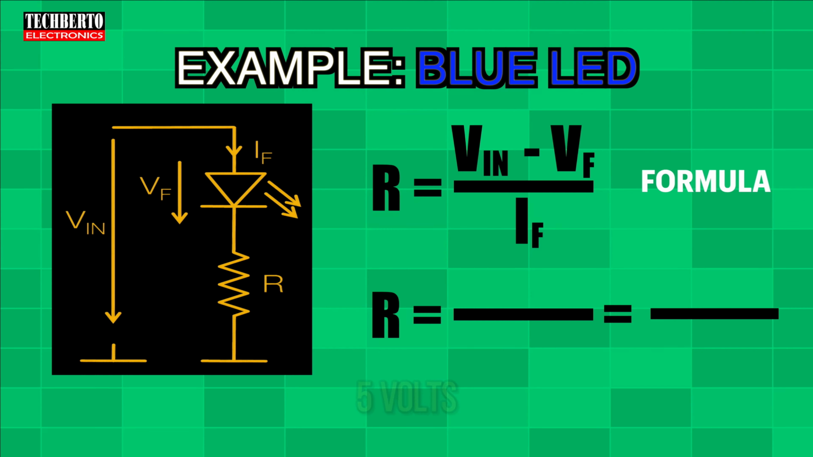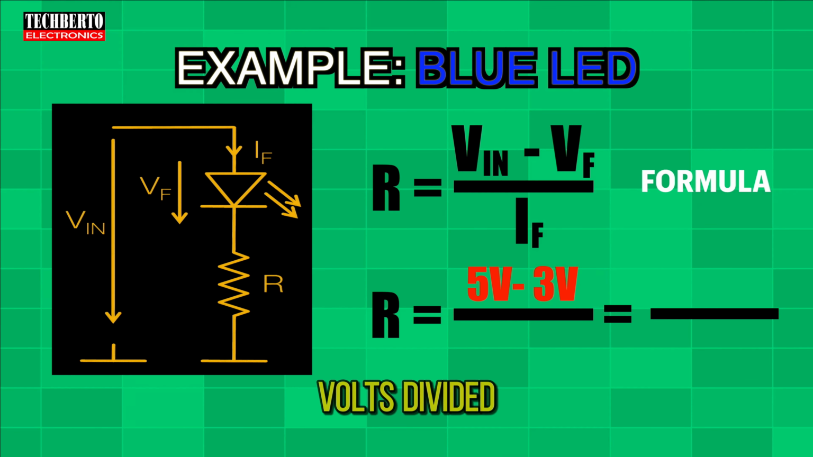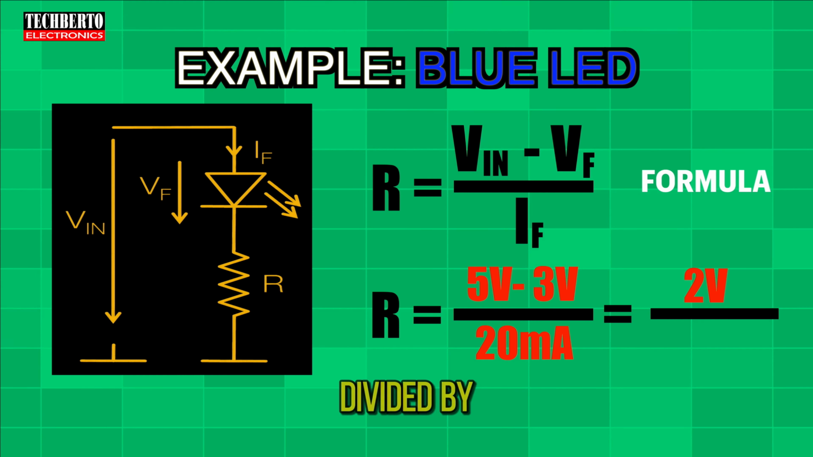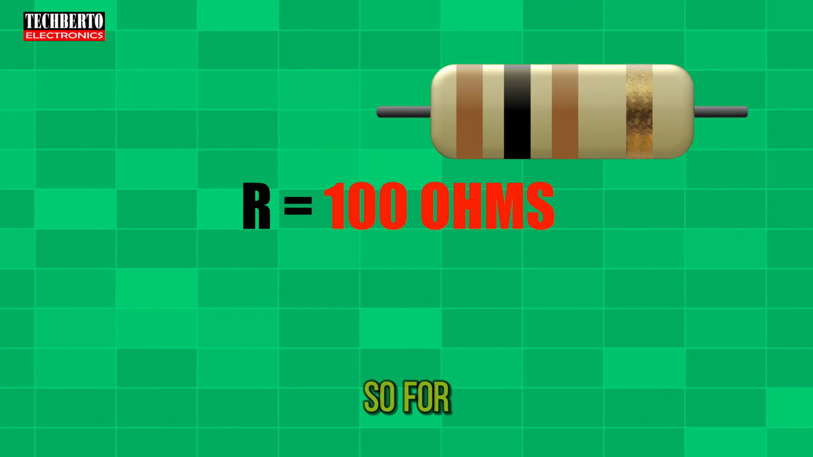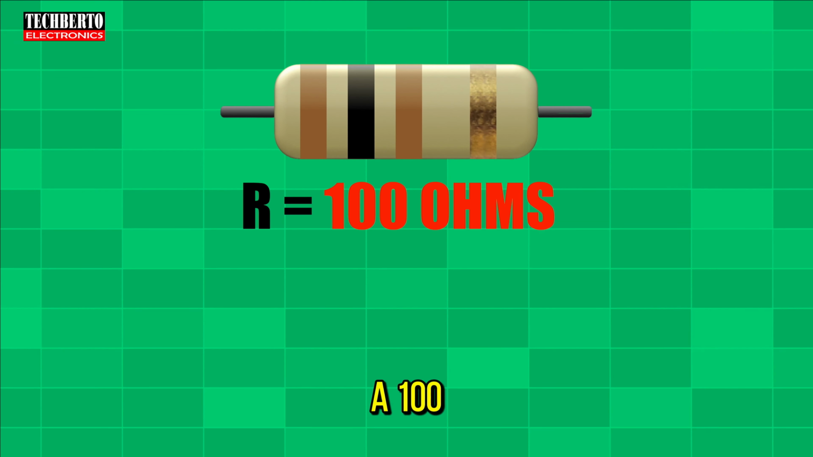R is equal to 5 volts minus 3 volts divided by 20 milliamperes, which is equal to 2 volts divided by 0.02 amperes, equals 100 ohms. So for our setup we need a 100 ohm resistor to keep our blue LED happy.